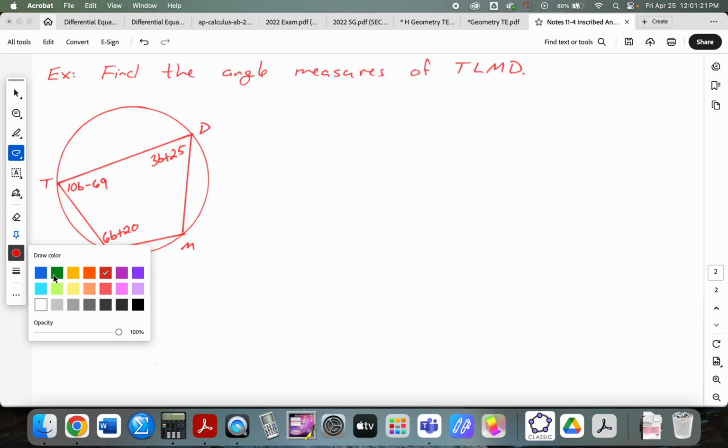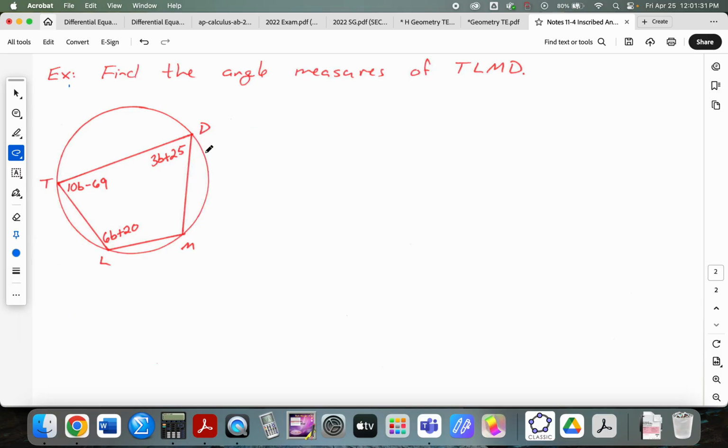So let's work this out. They want me to find the measures of all the angles in this quadrilateral. Notice it is inscribed in the circle. Every vertex lies on the circle. So I know that the opposite angles are supplementary. I could try to start with T and M, but I don't know anything about angle M, so that's probably not the best place to start. Start with something that you know about.